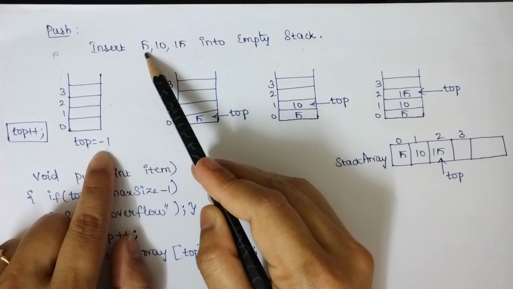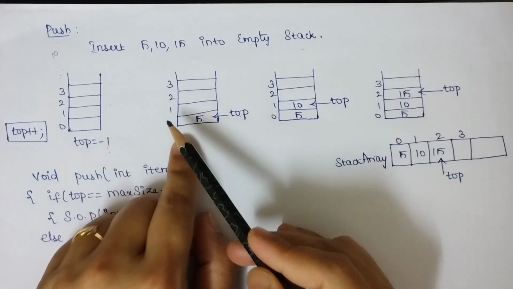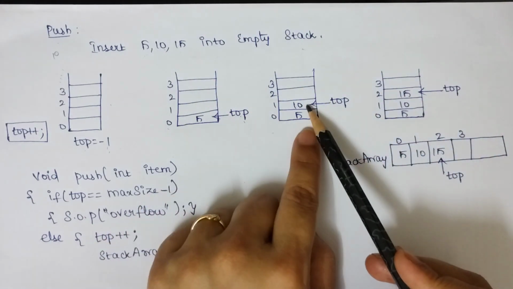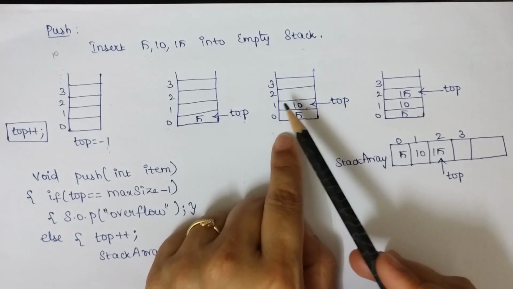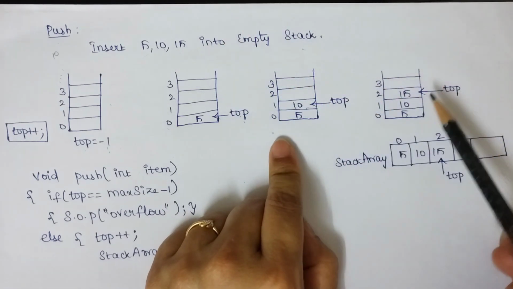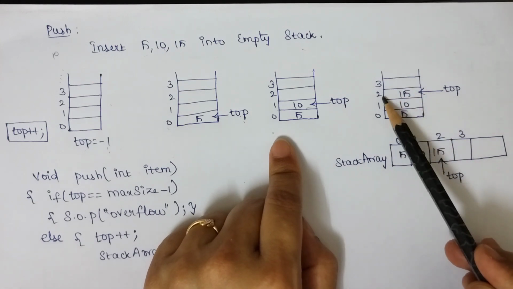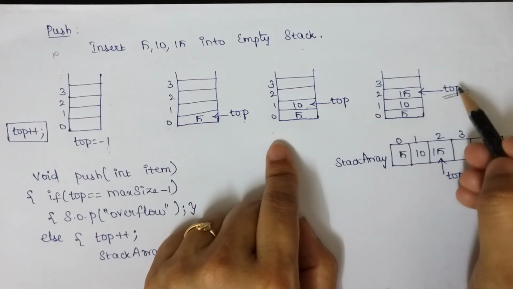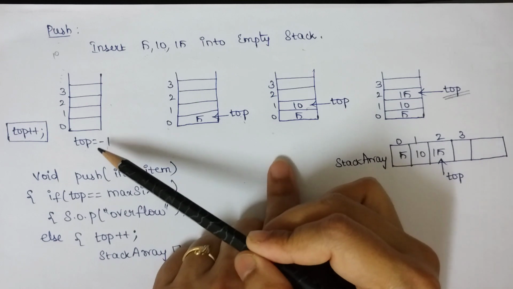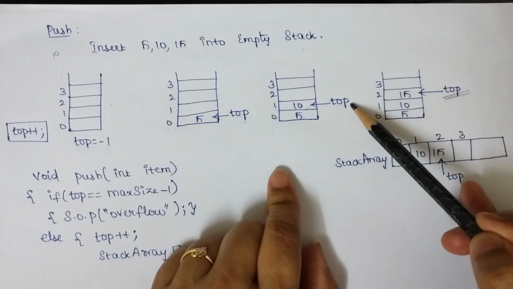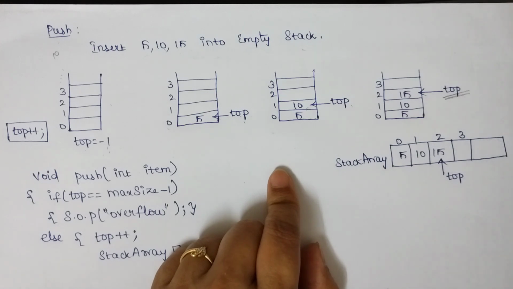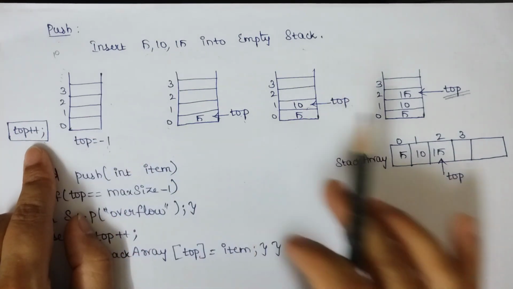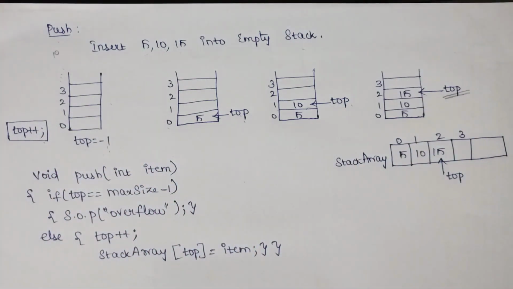Now I'm trying to insert value 5. If I insert value 5, my top value becomes 0. In the same way, next I insert 10. You can see the top value is pointing to 10, and the index position is 1. If I insert 15, the top points to 15 and the index position is 2. Whenever you insert a new element into the stack, your top value gets incremented by 1. Initially it was -1, then 0, then 1, and now it is at 2. Every time you perform insertion, your top gets incremented by 1. This is how push operation works when you want to insert an element into the stack.